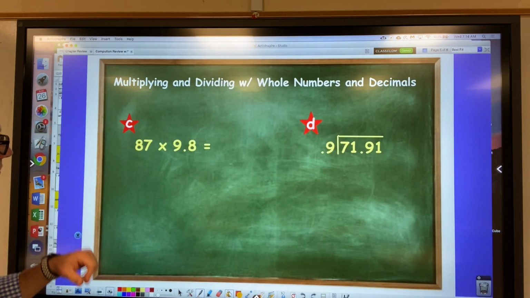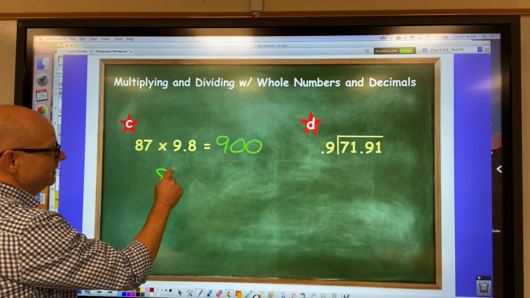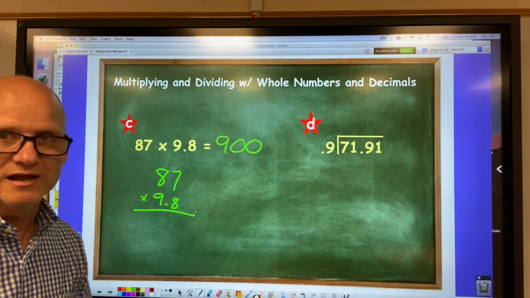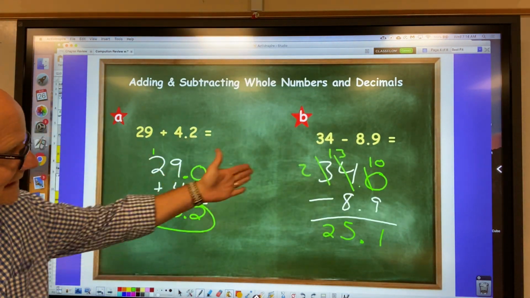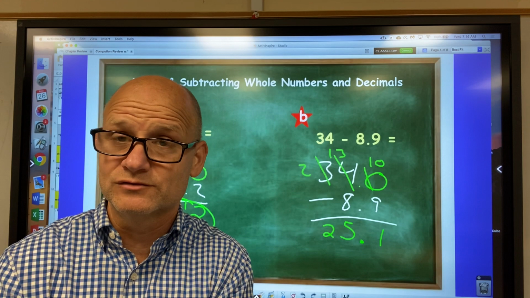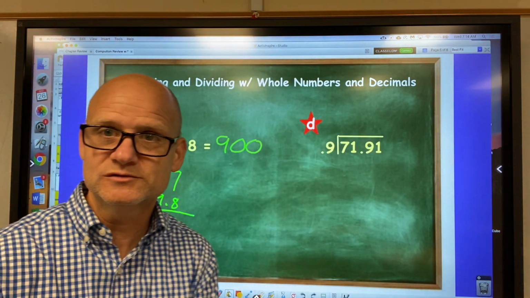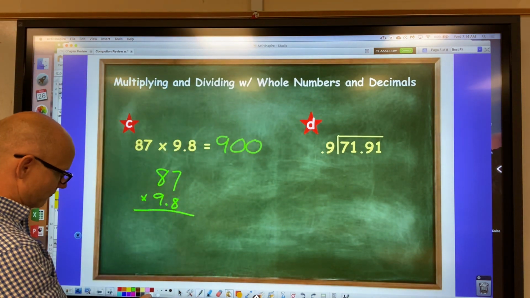So number 3, remember we expected about 900. Well, let's just solve. One important thing to remember is you do not have to line up your decimals when multiplying, okay? Notice on these two problems, I lined up my decimals. When you add or subtract, you need to line those decimals up. But when multiplying, I don't really need to do that. Now, some students like to, and that's okay, but you don't need to. So I'm just gonna work this problem out like regular multiplication.